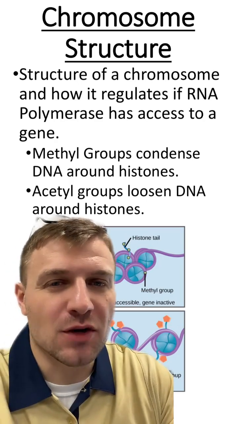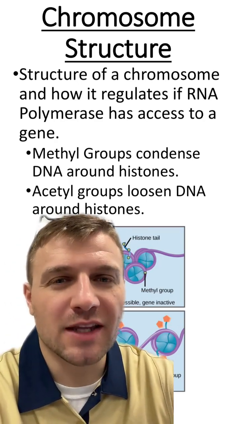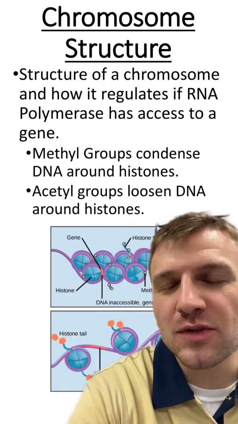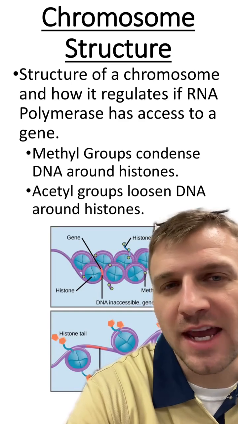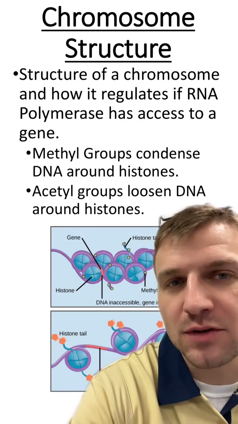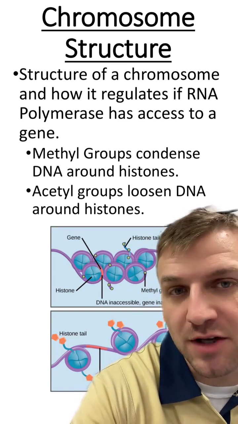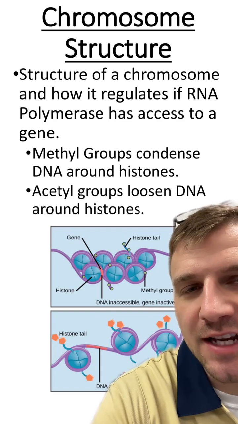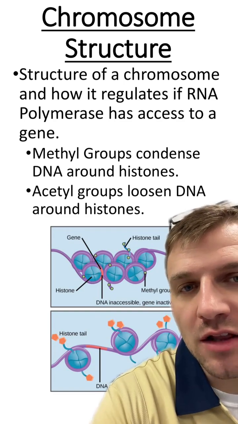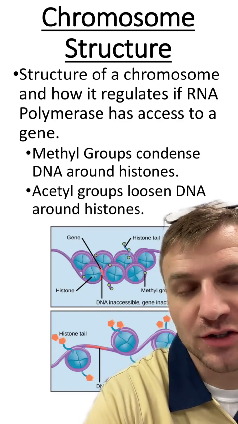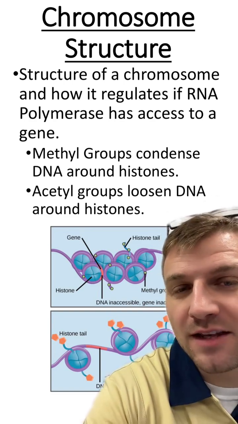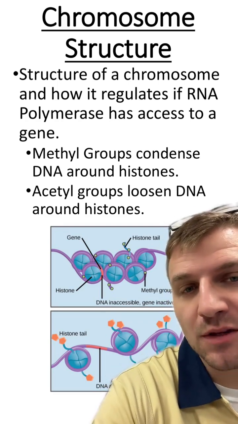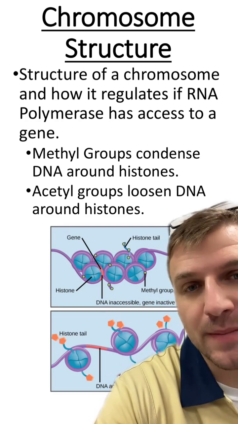Our first type is the chromosome structure, and this is going to regulate how RNA polymerase is going to bind to a certain gene. Remember that chromosomes are tightly packed structures of DNA and protein. Specifically, the protein is called a histone that the DNA is going to wrap itself around. Whenever methyl groups are added to histones, the DNA is going to tightly pack around those histones, not allowing RNA polymerase to bind and transcribe a gene. Whenever we add the acetyl groups to the histones, it's going to loosen the DNA. This allows RNA polymerase to bind more easily and transcribe a gene.